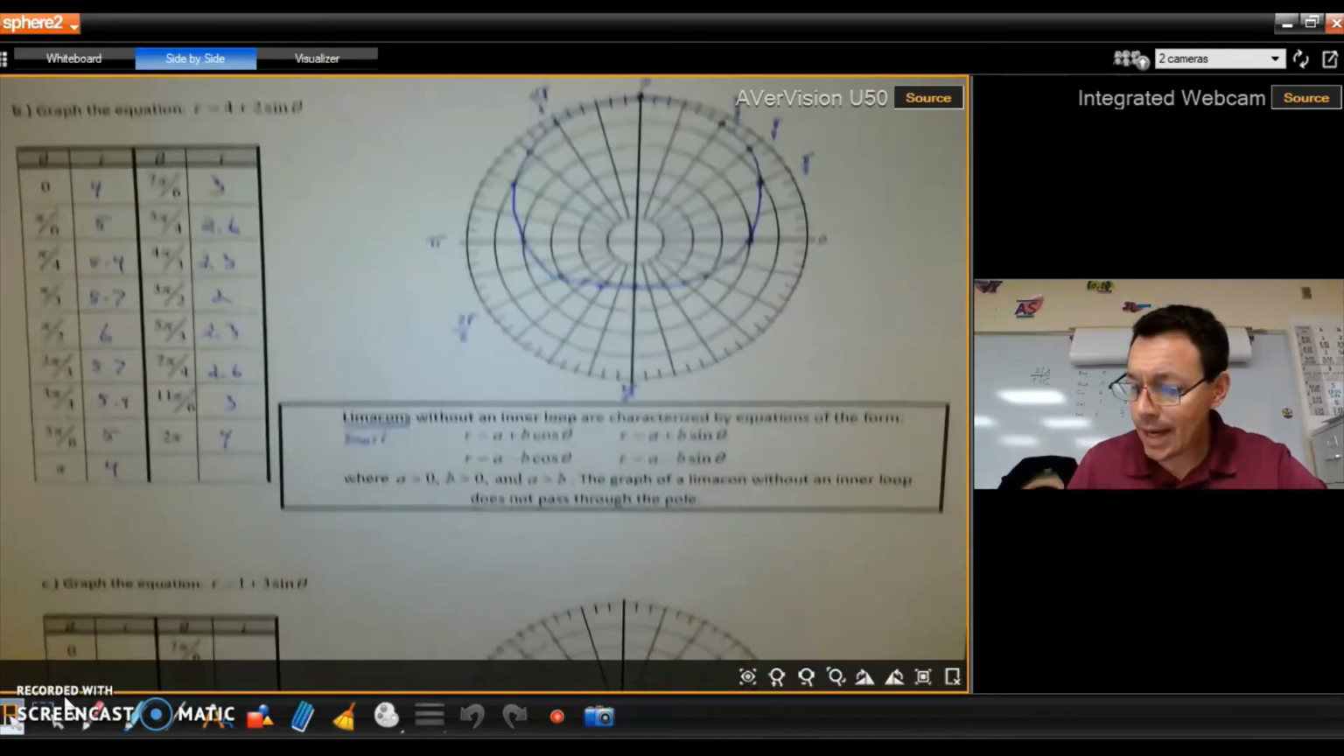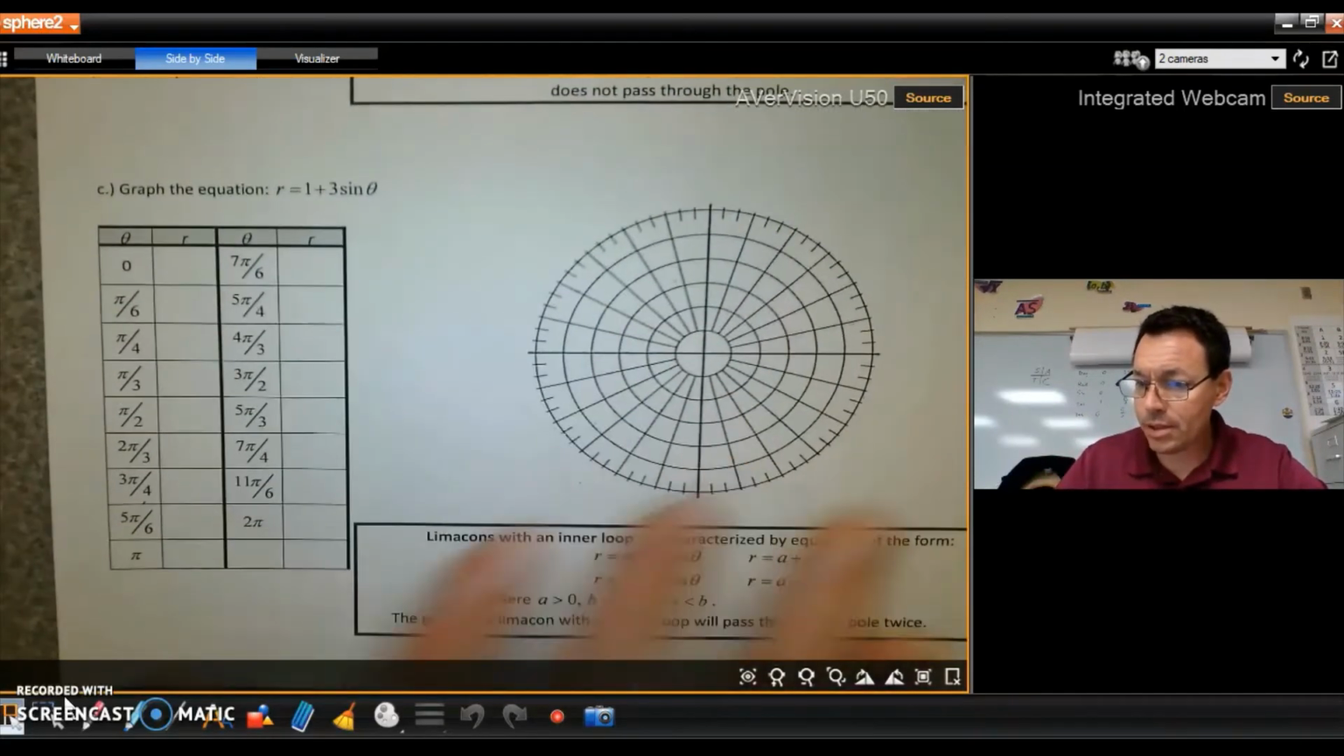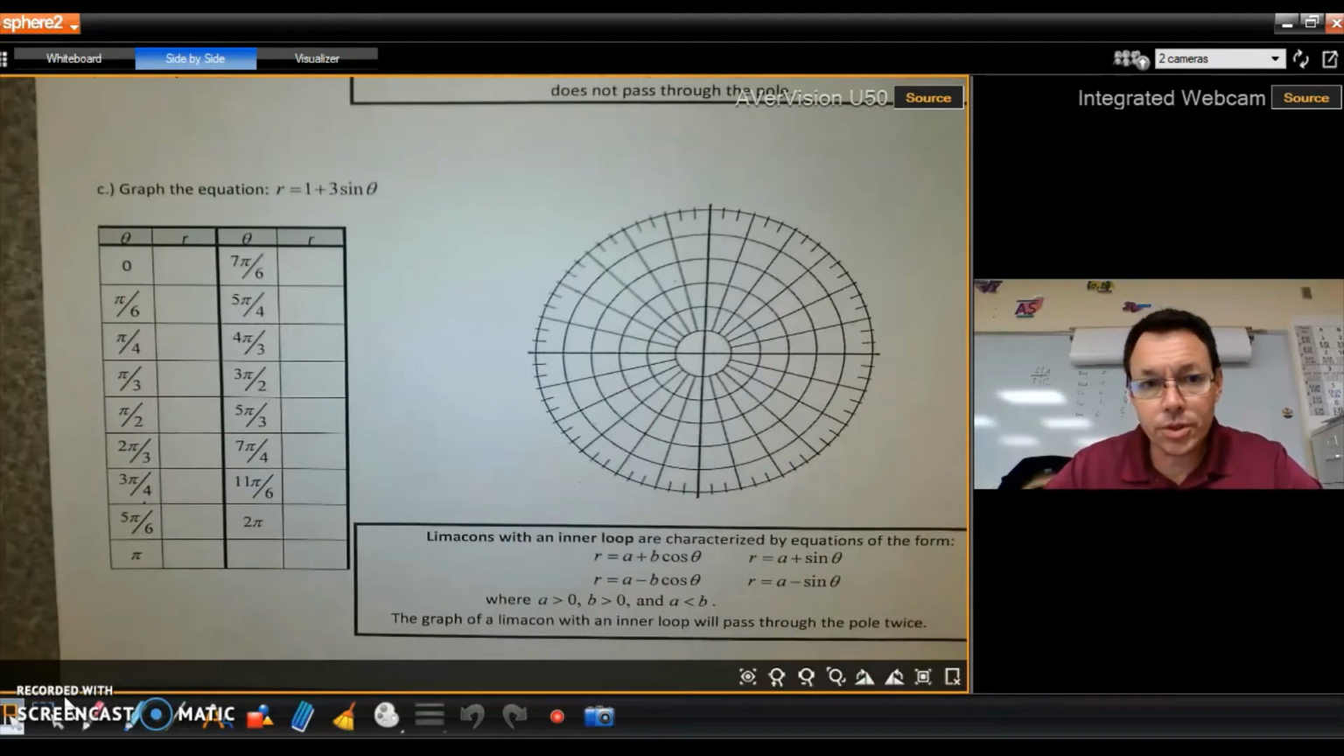Okay, now next one, 1 + 3 sine. Why don't you try this one? Okay, plug in these values, pause the video, and then when you get done, go back and you can double check my answers and see if you got them right.